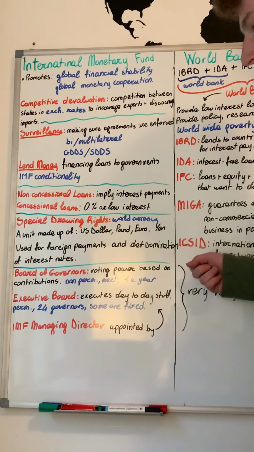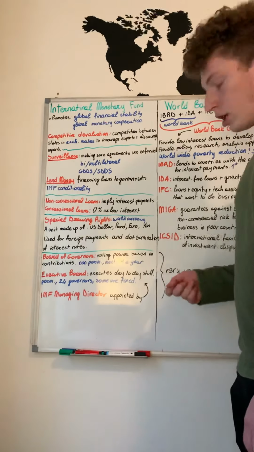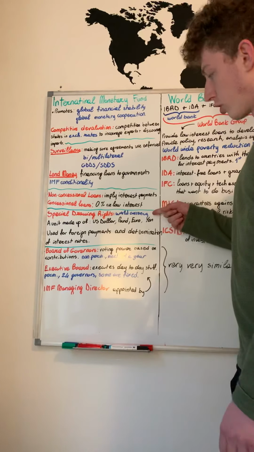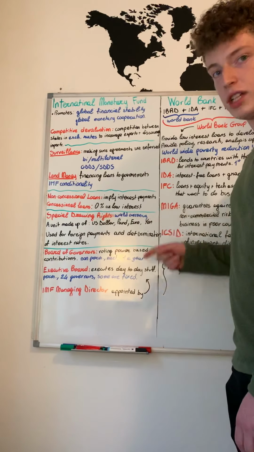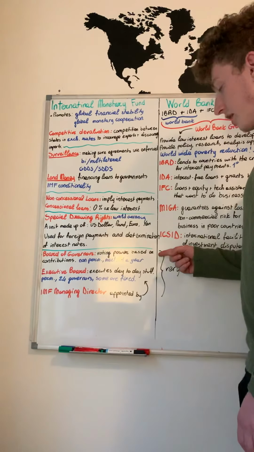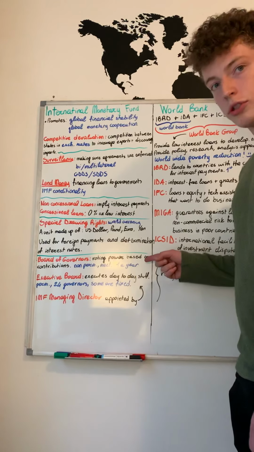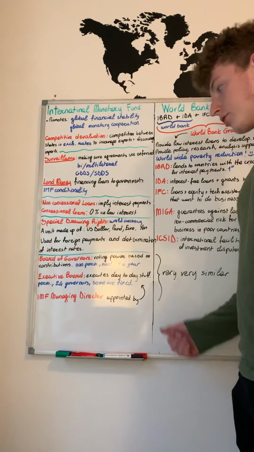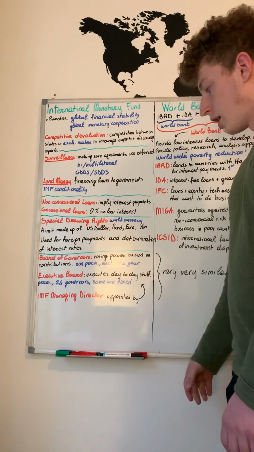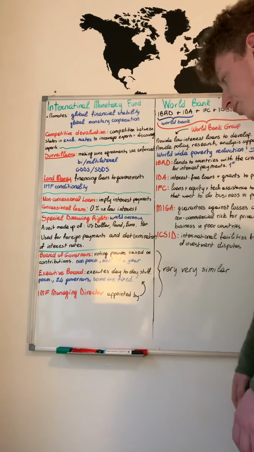But first, let's talk about what powers they retain. They have the power to designate the special drawing rights to each nation, how much global currency each nation has. They have the power to vote in new nations to the International Monetary Fund. They also have the power to kick people out. And yeah, that's about it.